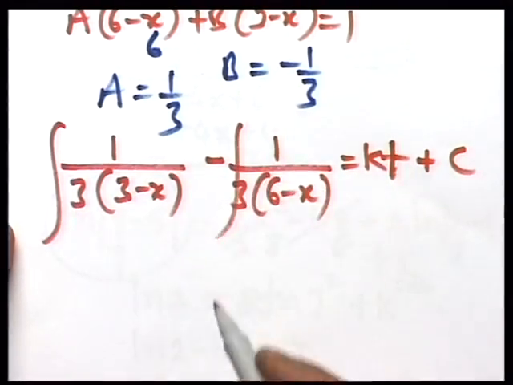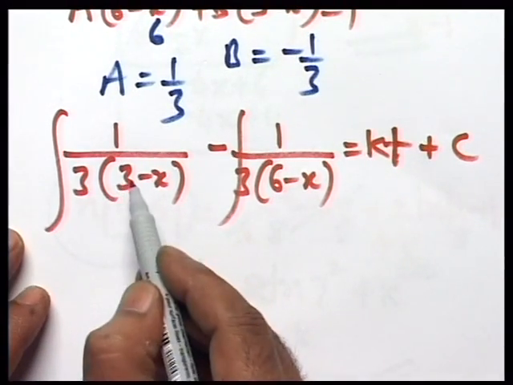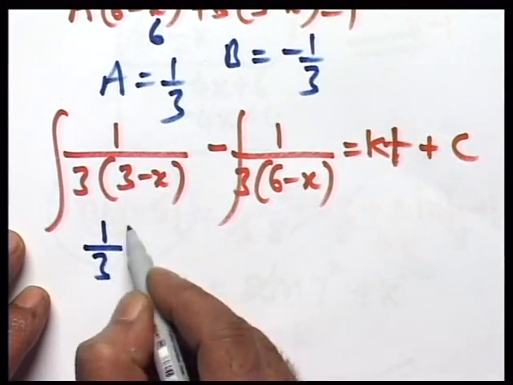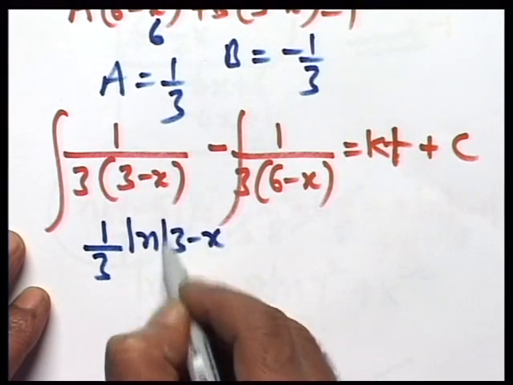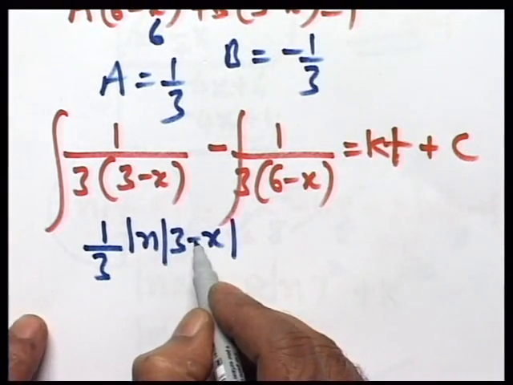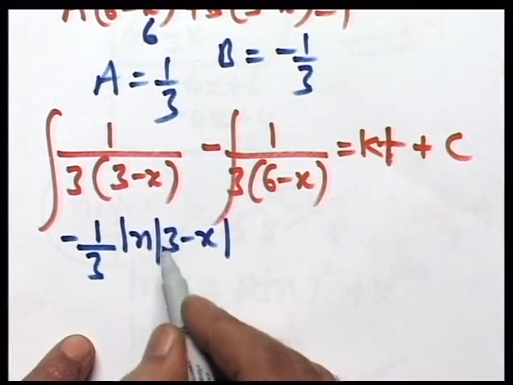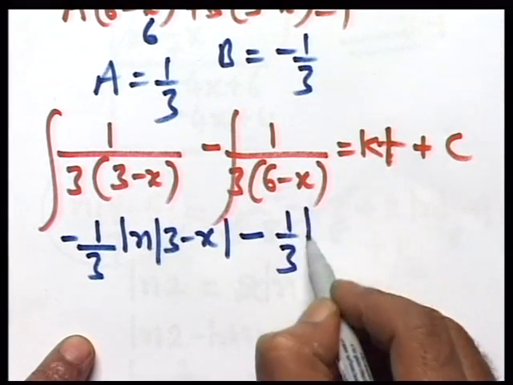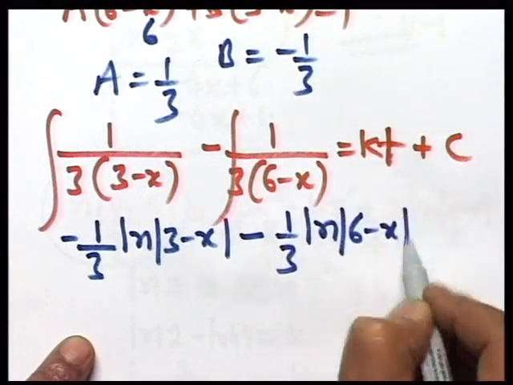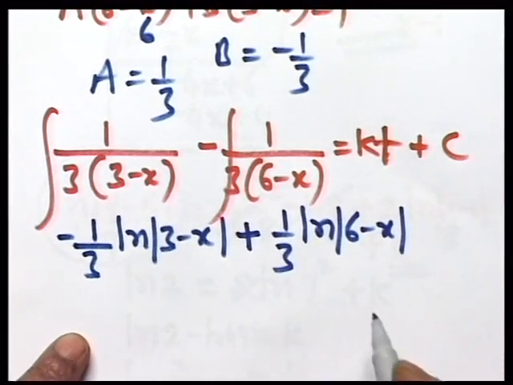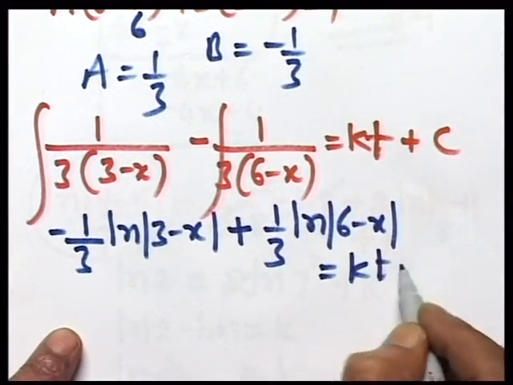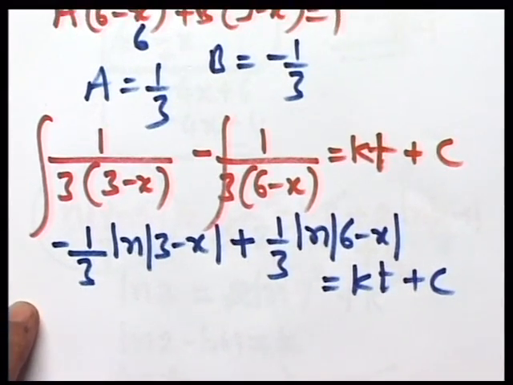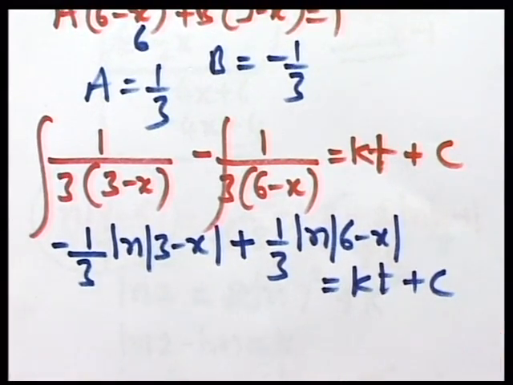So that's integration. 1/3 over 3 minus x, so it's 1/3 natural log of the modulus of 3 minus x. But we divide by minus, so minus comes in the front. Chain rule, right? Minus. This is 1/3, of course, natural log 6 minus x. And minus 1 again, so that becomes a plus, equals kt plus c. That's all we have for the time being. Now we need to substitute these values, please, into the equation. Let's see what we get.